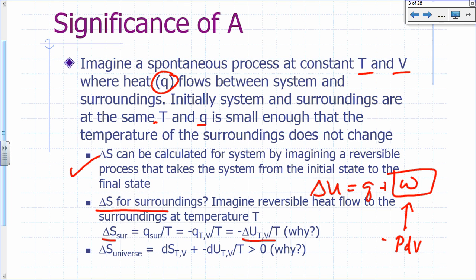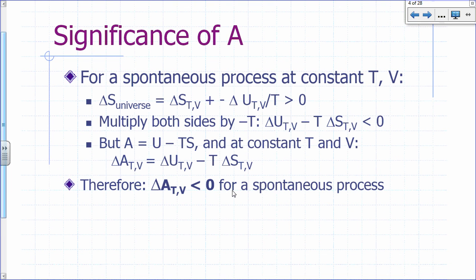So we can say then that delta S universe is delta S for the system, plus negative delta U over T. Okay. This is delta S system right here, and that's delta S universe. That has to be greater than 0. So what if that's the case? Well, let's see. Here's the equation: delta S universe is delta S for the system plus delta S for the surroundings. This is at constant temperature and volume. That has to be positive, right? According to the second law, if the process was spontaneous.